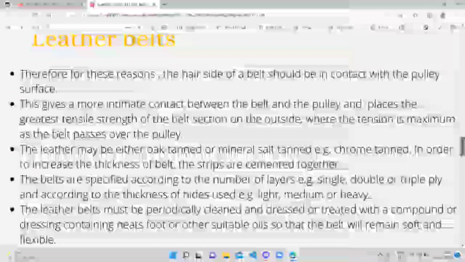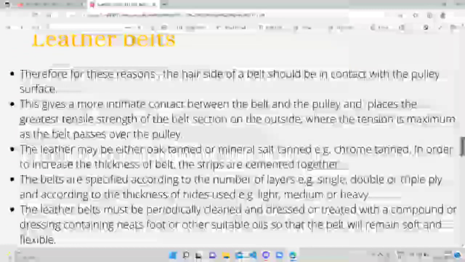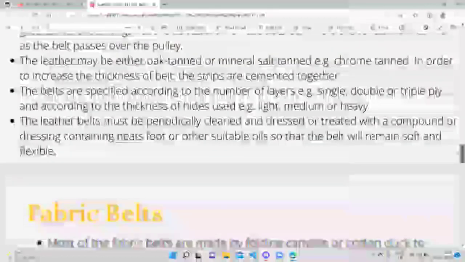The leather belts must be periodically cleaned and dressed. They must be maintained. The maintenance should be done periodically, otherwise the leather belt will easily wear and tear. They are treated with a compound or dressing containing neat's-foot or other suitable oils, so that the belt will remain soft and flexible. Okay. Next comes fabric belts.